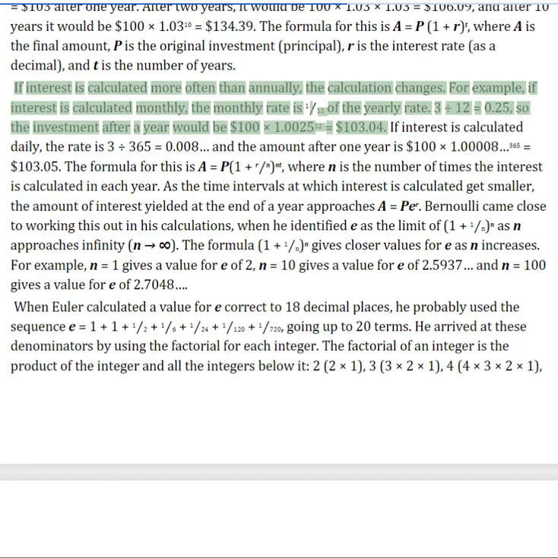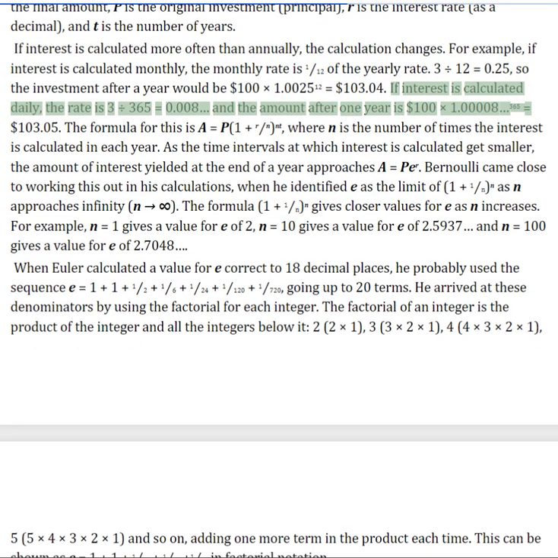If interest is calculated more often than annually, the calculation changes. For example, if interest is calculated monthly, the monthly rate is 1/12 of the yearly rate. 3 divided by 12 is equal to 0.25, so the investment after a year would be $100 × 1.0025^12 equals $103.04.